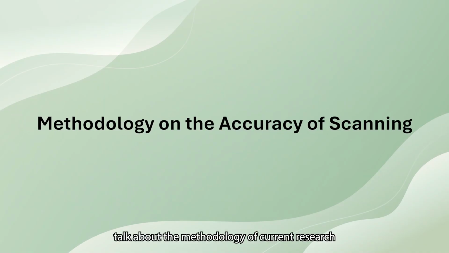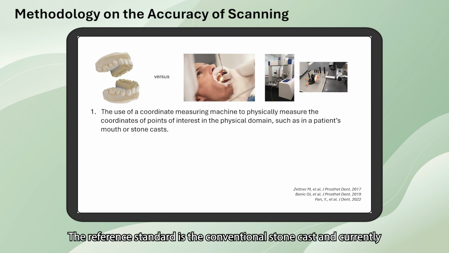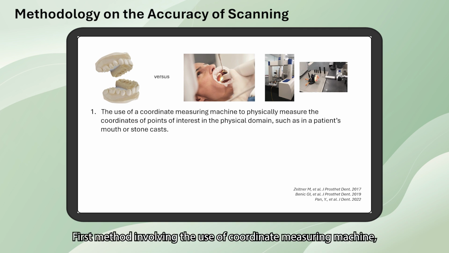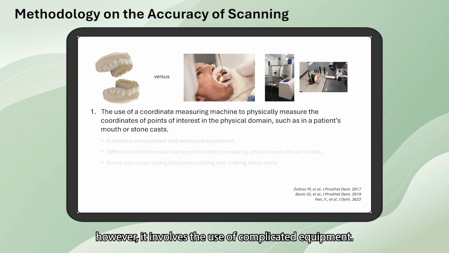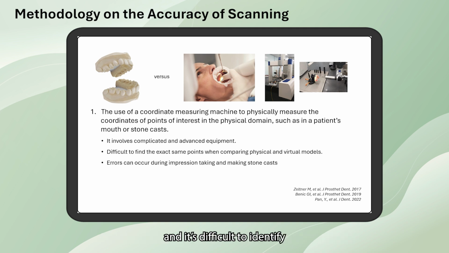However, I would like to talk about the methodology of current research on the accuracy of scanning. The reference standard is the conventional stone cast, and currently 3 methods are available for the comparison. First method, involving the use of coordinate measuring machine. This method is accurate. However, it involves the use of complicated equipment, and it's difficult to identify the same point of interest for comparison.